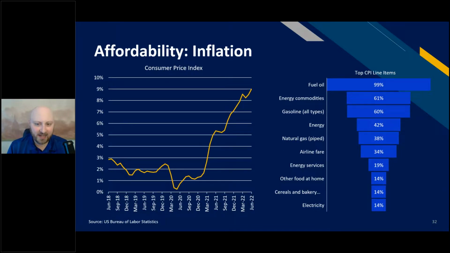That's not to say various grocery categories aren't at 8, 9, 10%. Used cars and new cars are also in double digits. It does say something that even to make it in the top 10, electricity is at 14%. So there are plenty of categories that are in double digits year over year that wouldn't make it into the top 10. So inflation, obviously, is a major issue, and an issue that is not likely to dissipate in the back half of the year.